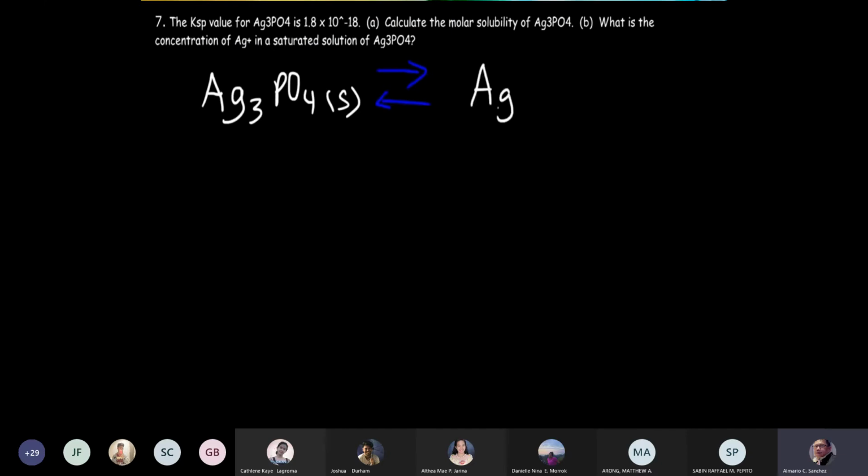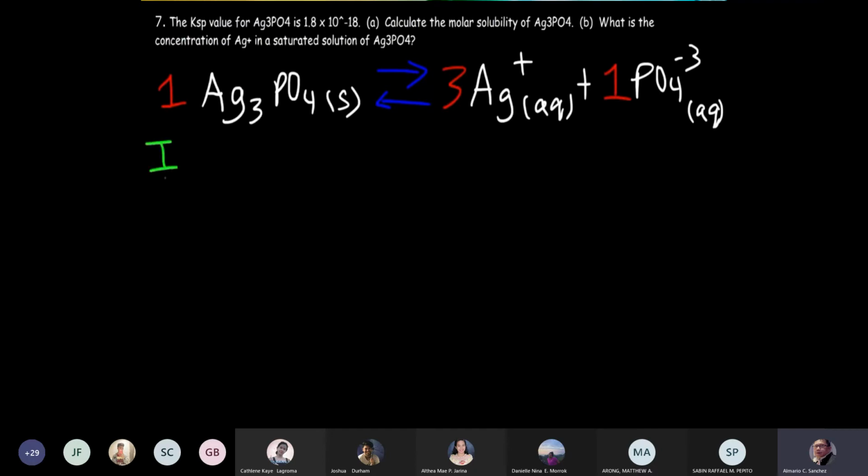And then it's going to dissociate into Ag plus, which is in the aqueous phase, and also phosphate, which is also in the aqueous phase. Now let's go ahead and balance the reaction. So notice that the subscript is 3. We're going to put a 3 in front of Ag plus and a 1 in front of PO4.